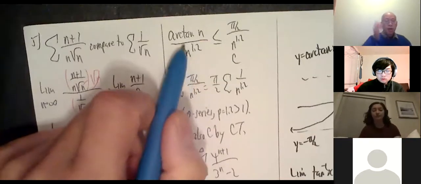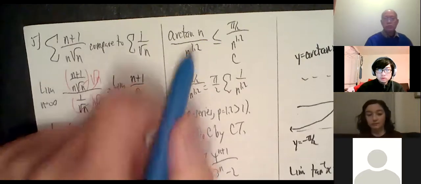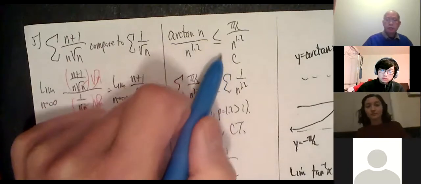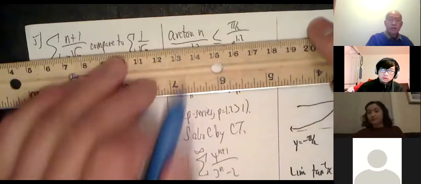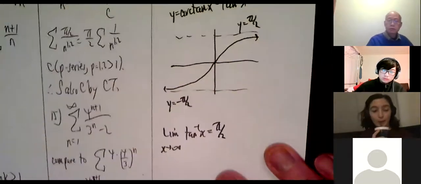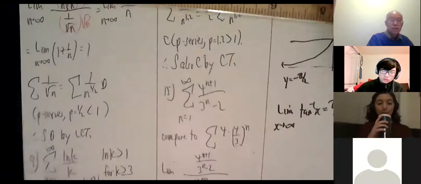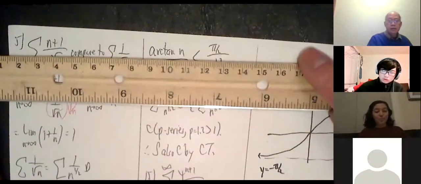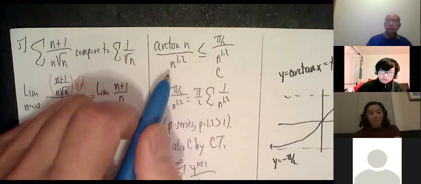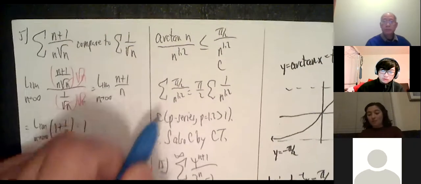So what I'm trying to say is this: arctan n over n to the 1.2 is less than or equal to pi over 2 over n to the 1.2. Start off with this: arctan n is always less than or equal to pi over 2, as in the picture. And then divide both sides by n to the 1.2, which is a positive quantity, since we're only plugging in positive n.